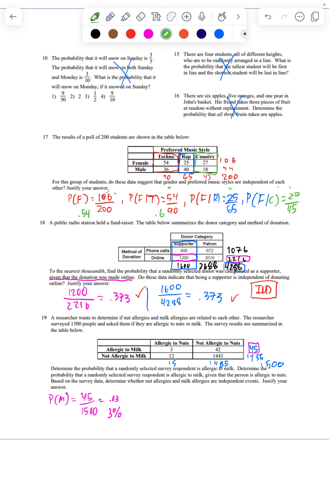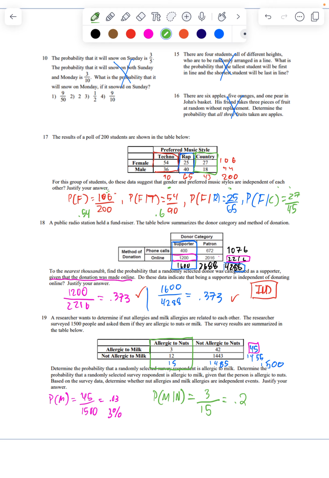All right, so how many people are allergic to nuts? 15. So it's saying probability of allergic to milk given that they're allergic to nuts. So we're counting out of 15 total people. That's how many are allergic to nuts. And out of those, given that you're already allergic to nuts, how many of you are allergic to milk? So 3. And that's going to be 0.2.